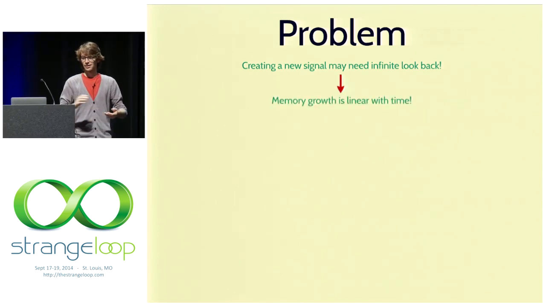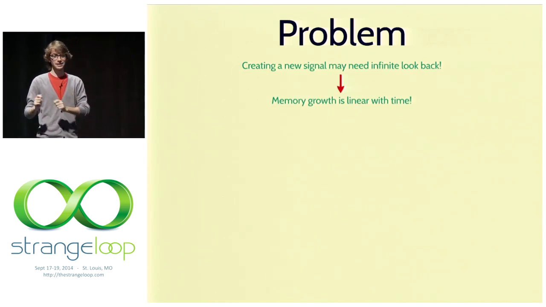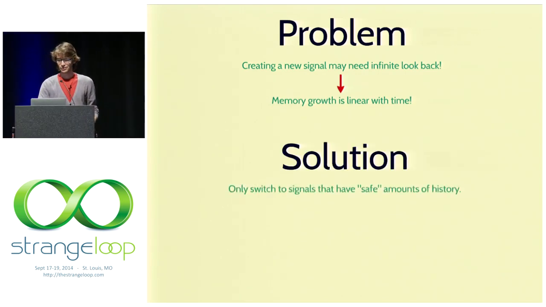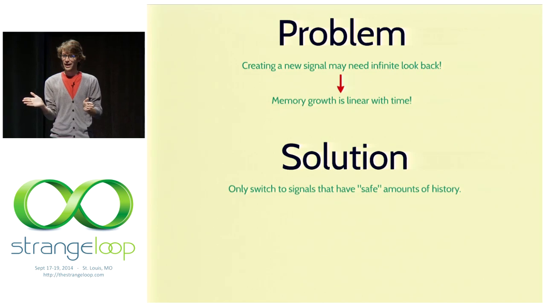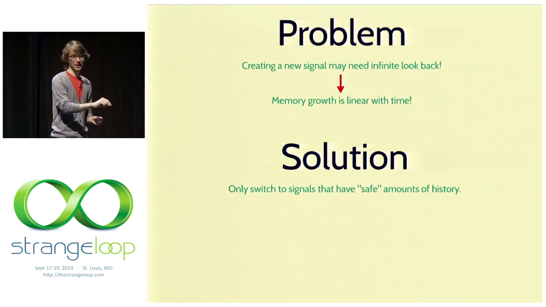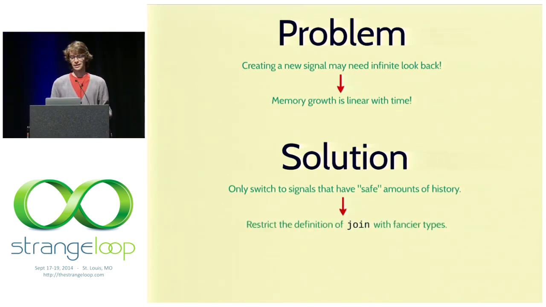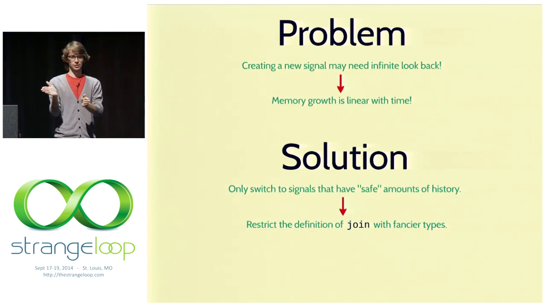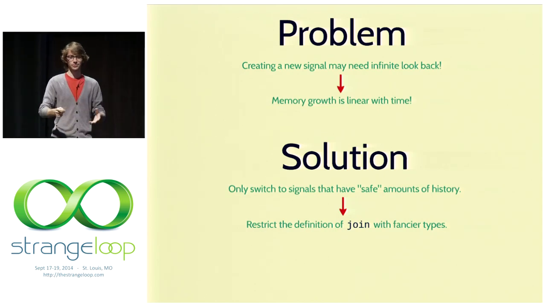Another way to say this is memory growth is linear with time, right? So every click that happens, every time step that happens, I need to keep track of that in case you have to look back. The solution isn't that this is a bad idea. It's that we only should switch to signals that have safe amounts of history, right? It's not that switching is necessarily bad, but that particular kind of switching definitely causes problems. So what this has turned into is, how do we restrict the definition of join with fancier types? So how do we write a way to switch between things that rules out the possibility of this infinite lookback so we can implement it efficiently?